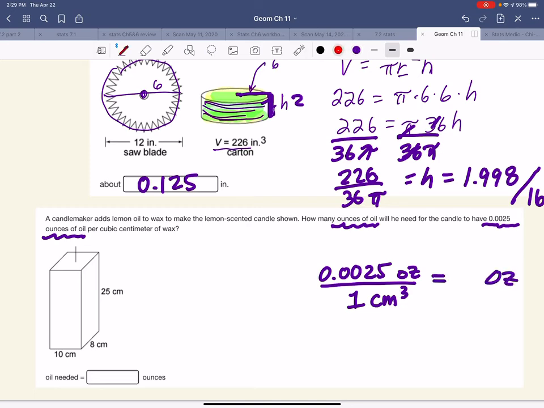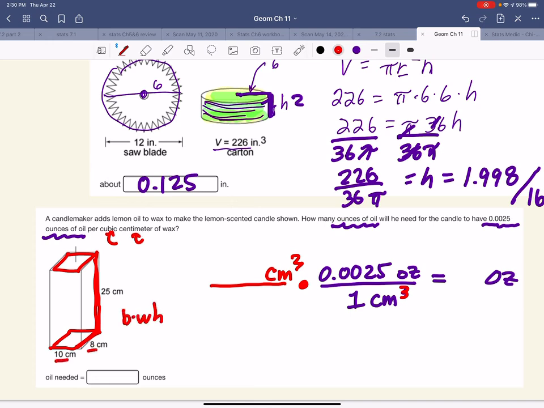So notice, to get our answer, we need these centimeters to cancel so that our answer is in ounces. So in order to do that, we need to multiply, not divide, by our volume, because our volume will be in centimeters cubed. Did I say squared? I meant cubed. Cubic centimeters, also pronounced centimeters cubed. So let's figure that out. We know that, right? The volume of anything in the universe is the area of that base times however high you stacked it. So that's going to be length times width times height. So 10 times 8 times 25.